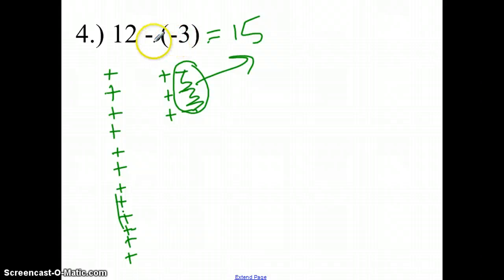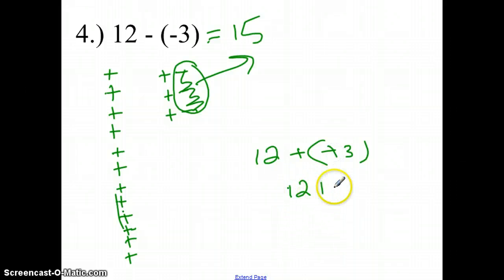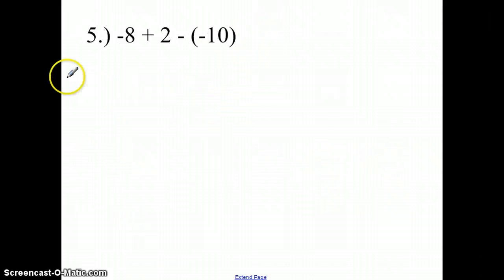And another way to think about it is when you take away a negative, it's really like adding a positive. And I know some of you may have learned that there's 2 negatives next to each other here. You can change it to a plus plus. So this can also change to this, which means it's 12 plus 3, which is also 15. So whether you prefer this way or prefer this way, you still get the same answer of 15.